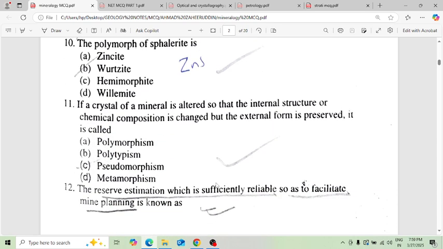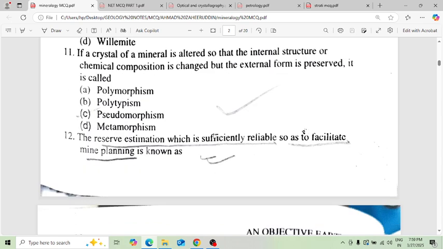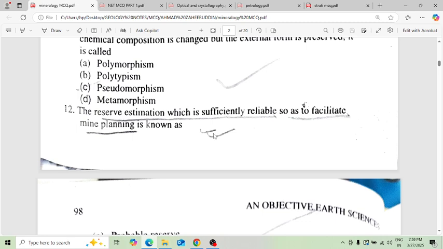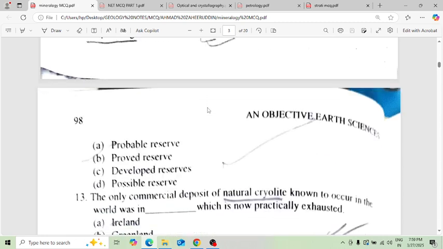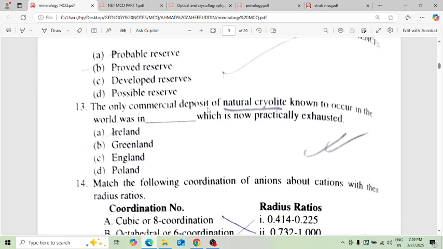If a crystal of a mineral is altered so that the internal structure or chemical composition is changed, but the external form is preserved, it is called pseudomorphism. The reserve estimation which is sufficiently reliable so as to facilitate mine planning is known as proved reserve. The only commercial deposit of natural cryolite known to occur in the world was in Greenland, which is now practically exhausted.